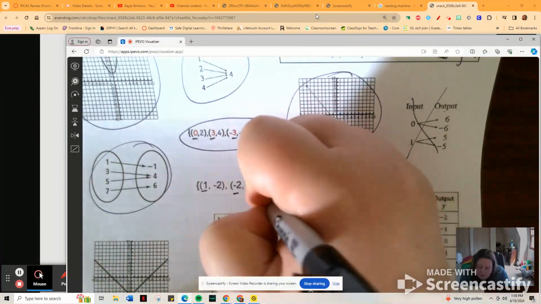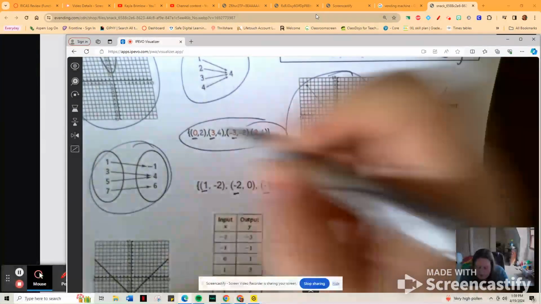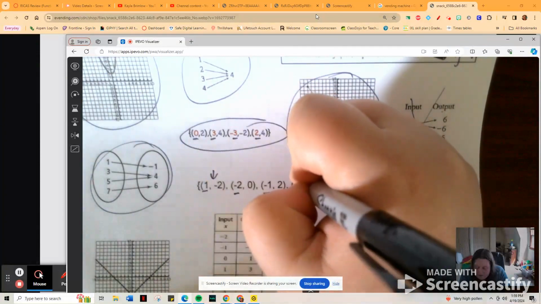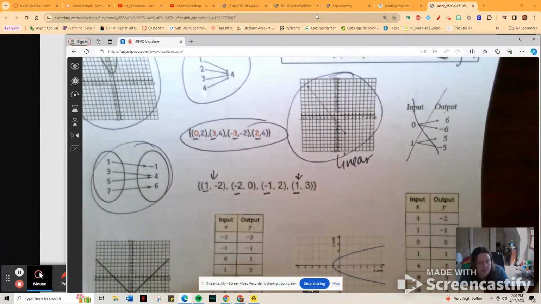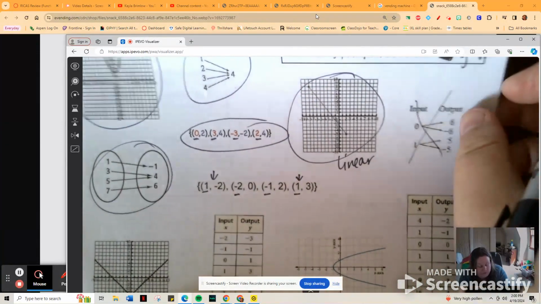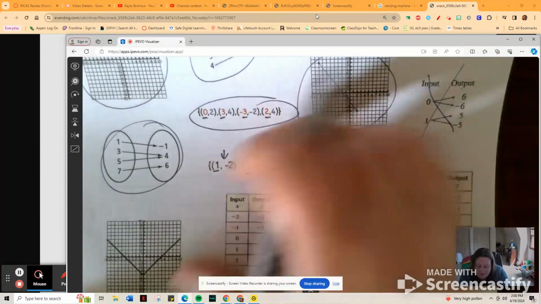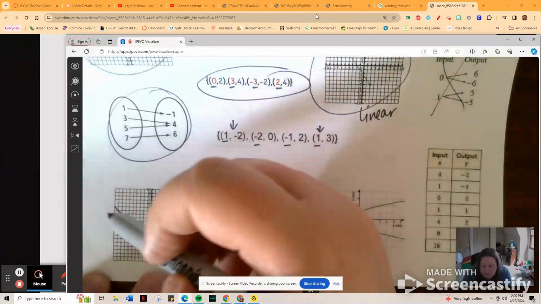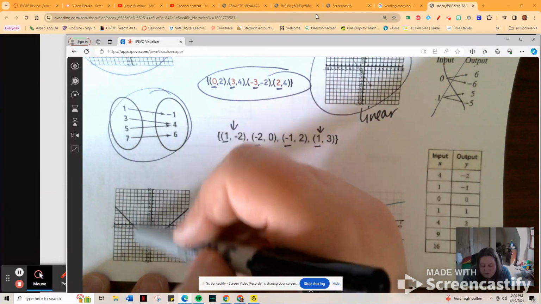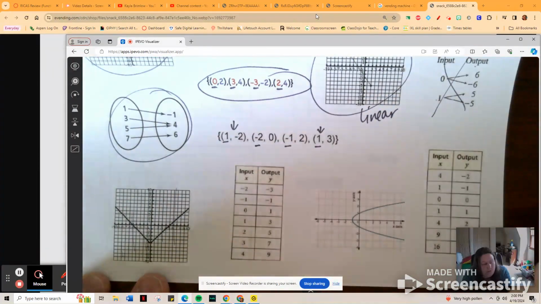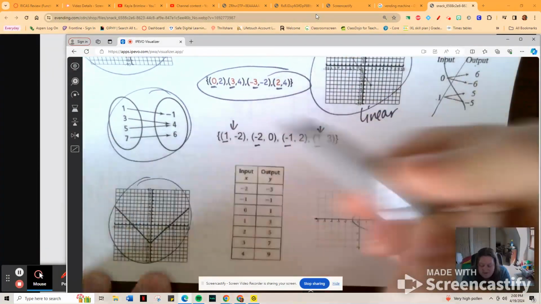This set of ordered pairs here, we have 1, -2, -1, and 1. So notice that it's being repeated, but I have -2 and 3. It has two different outputs. That is not a function. So down here, if I use the vertical line test, it's only hitting once. So this is a function.